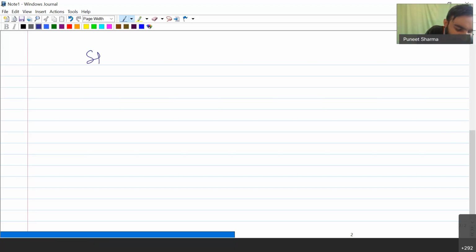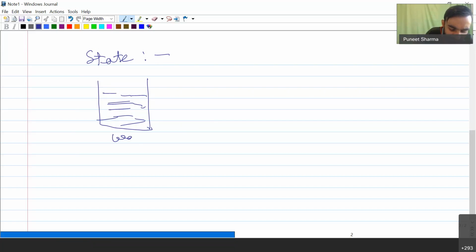Okay, so let me just define once again what I am calling state. For example, if I have water in this container, obviously if I don't do anything, this water will remain as it is. So at this particular point, I can say that my water is in the liquid state.